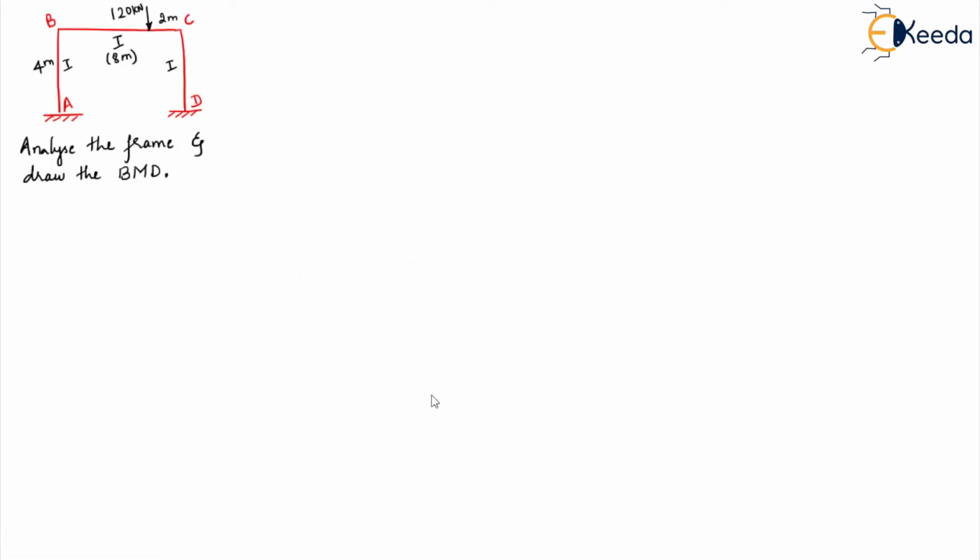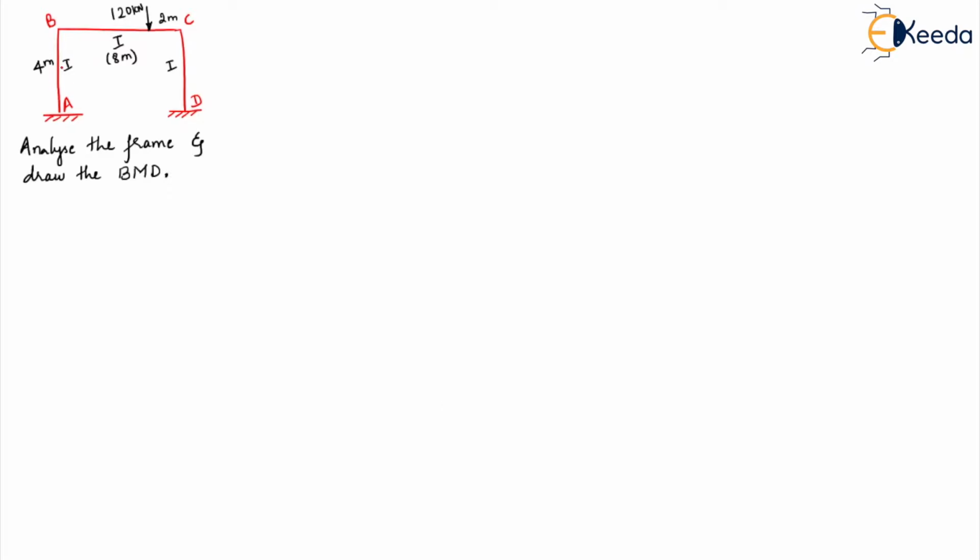So AB and CD are columns and BC is a beam. On BC you have a 120 kilonewton load at 2 meters from C. For all the three members, moment of inertia is I. The column lengths are 4 meters and the beam length is 8 meters. Right. So we have to analyze the frame and draw the bending moment diagram.